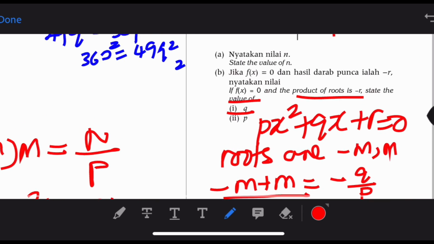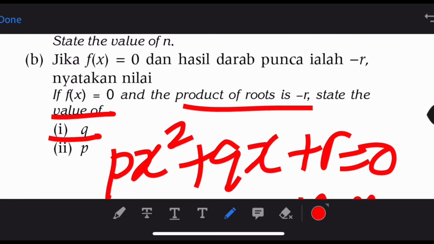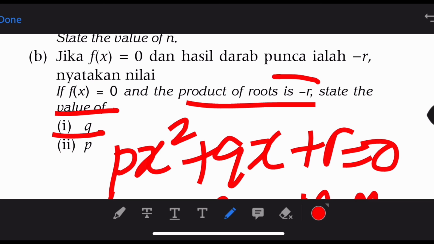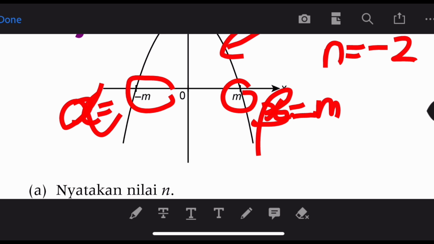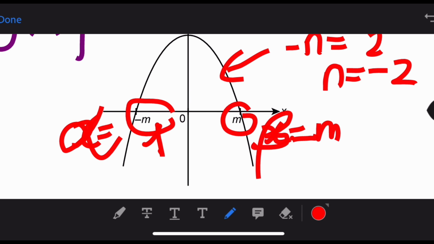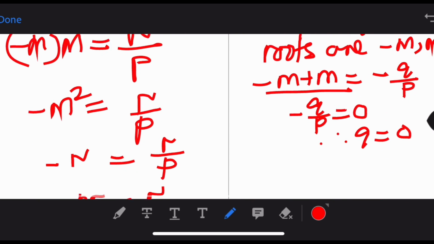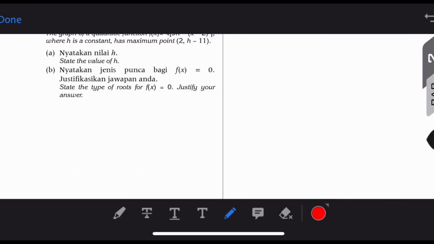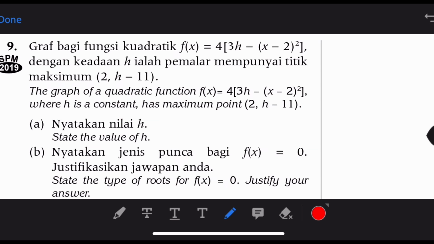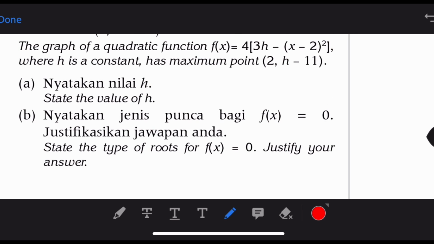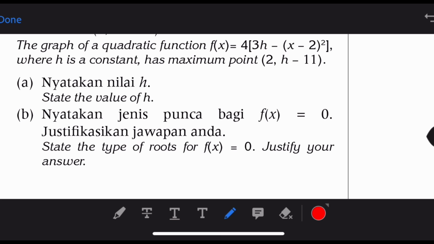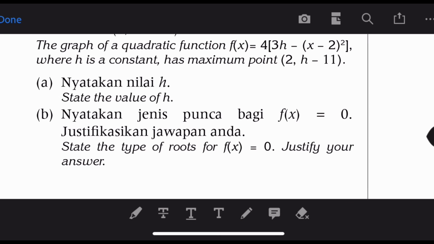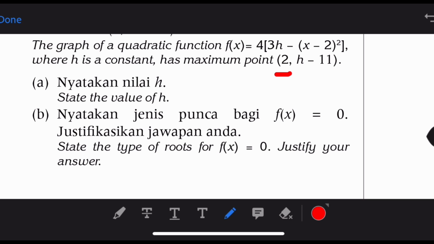Right? So we have to follow whatever information is given by the question. Product of the root is negative r. So please remember that. Sum of the root you have to look up from the graph. Right? Okay, now let's see the question. We have one more question for paper 1, which is question number 9, right? Let's see. Okay, the graph of the quadratic function given has a maximum point of 2 and h minus 11.